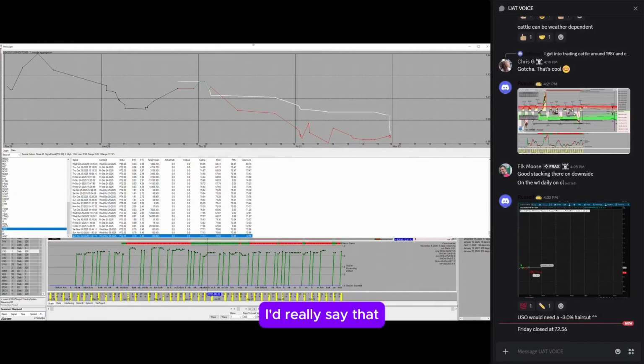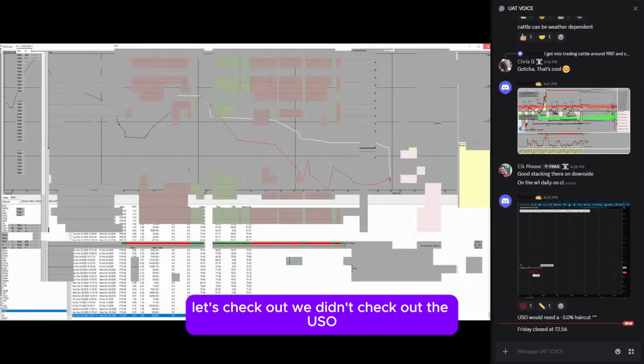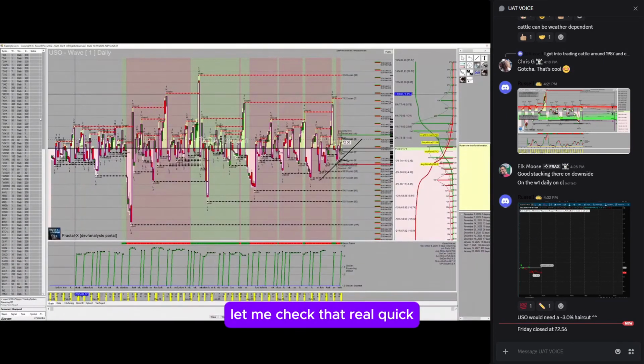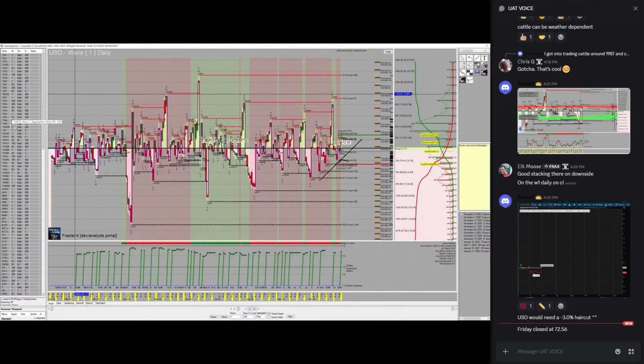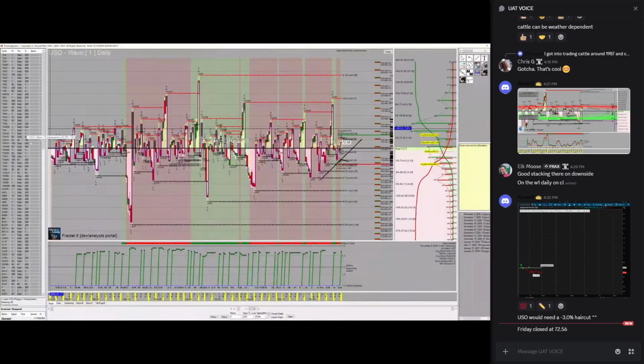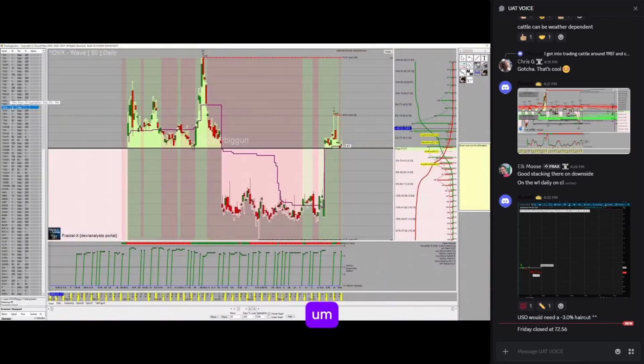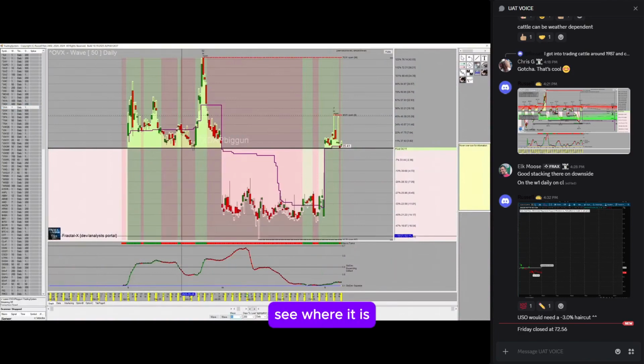I'd really say let's check out the USO volatility index, which we didn't check out. Let me check that real quick if I can find it up here. Trying to remember what the symbol is. Look it up real quick. Give me like 2 minutes. OVX. Okay, so we'll check out OVX, and we'll just see where it is.